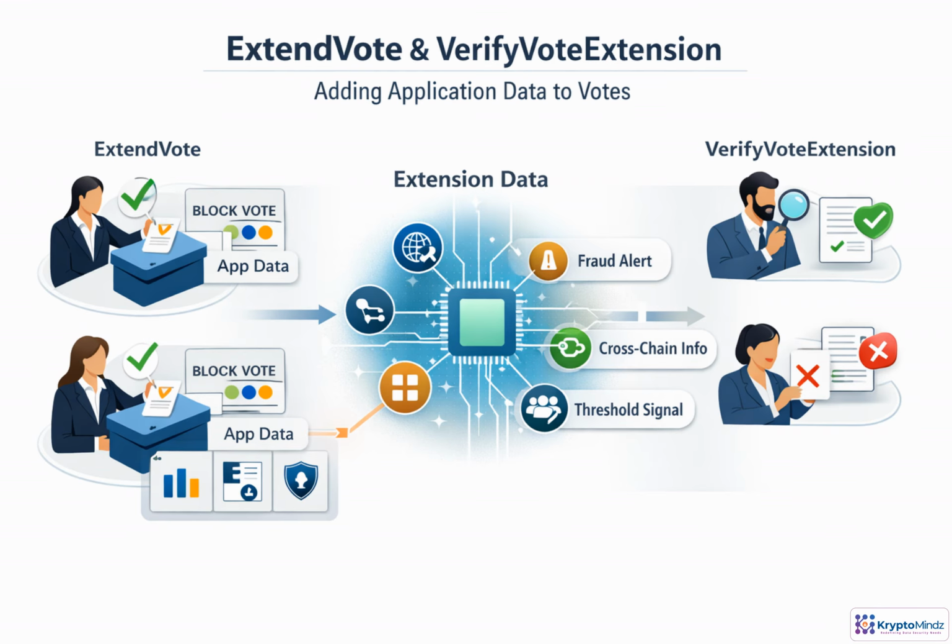Vote extensions let validators attach application-defined data to their pre-commit votes. Extend vote creates that payload, such as an oracle price, fraud alert, cross-chain hint, or threshold signal. Before another validator accepts it, verify vote extension applies the app's rules and rejects malformed or unsafe data. Because this metadata travels with consensus votes rather than normal transactions, verification must be deterministic and conservative.